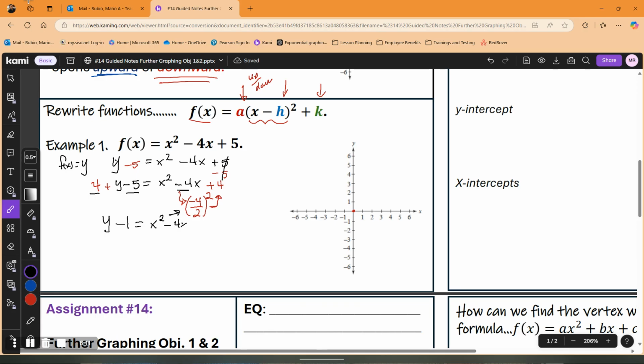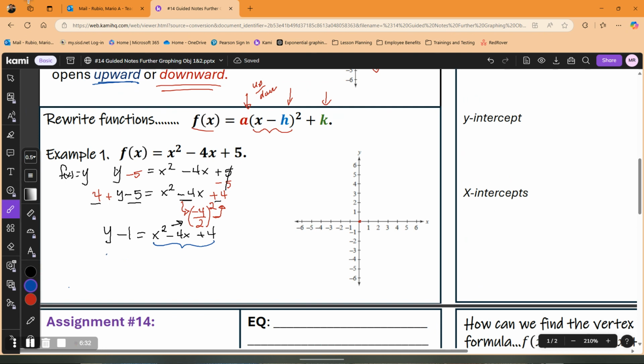X squared minus 4x plus 4. When I take the factors, which we also learn in methods for solving quadratic equations, I get x minus 2 times x minus 2. Those are the factors that will give me x squared minus 4x plus 4. I can rewrite this as x minus 2 times x minus 2, which is the same as x minus 2 squared. And I'm going to bring this -1 to the other side by adding 1.